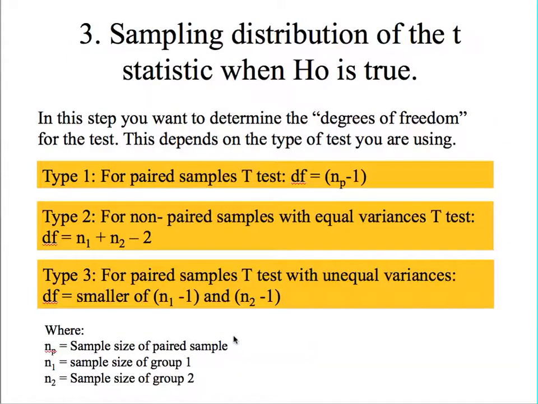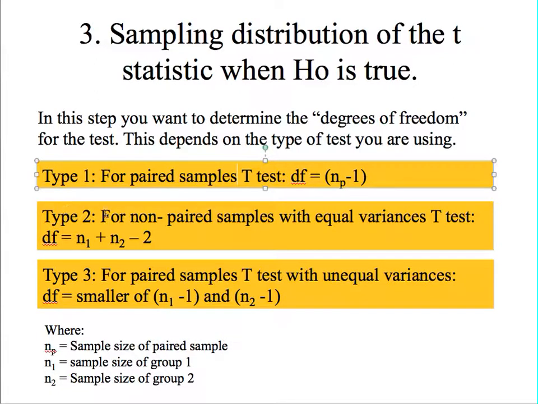Step 3 is determining the sampling distribution of the t-statistic when the null hypothesis is true. This, in other words, is finding the degrees of freedom for your test. And the degrees of freedom depend on the type of test you're using. When you're using a paired sample t-test, the degrees of freedom are given by n minus 1, where n is the sample size for the sample that is matched, right, to another sample.